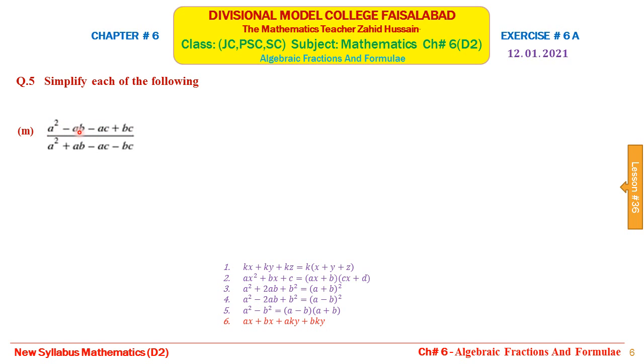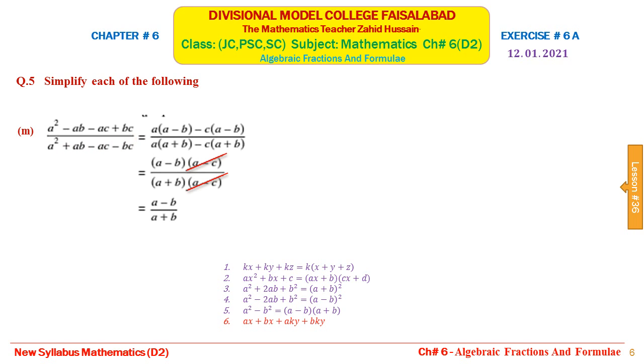From the first 2 terms, a is common. From the last 2 terms, c is common. In the denominator, from the first 2 terms, a is common and c is common again. So we will factorize by grouping. Taking a common, we will be left with a minus b within the bracket. Taking minus c common, we will be left with a minus b within the bracket.